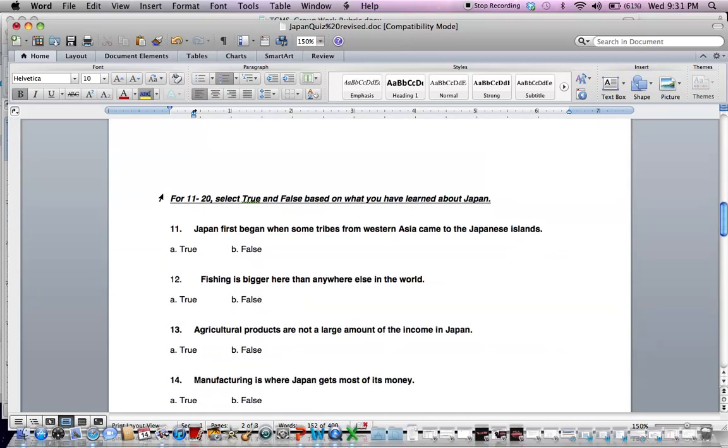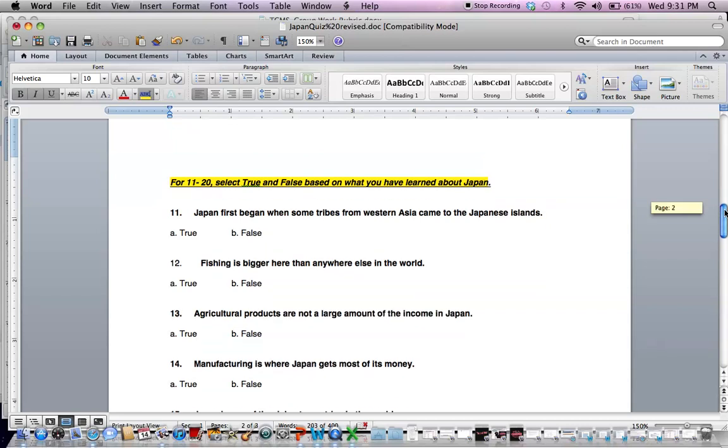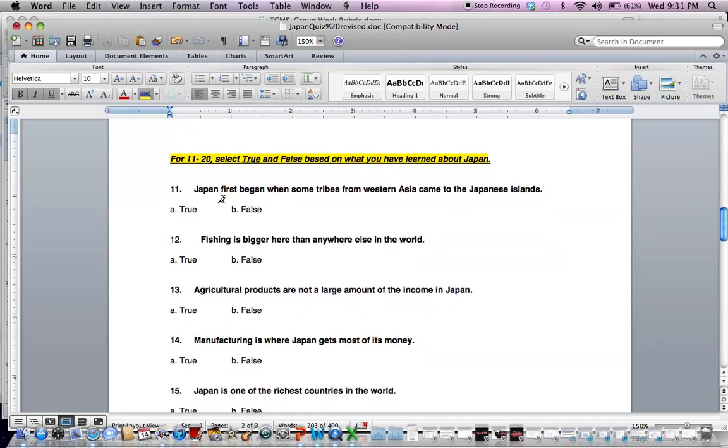Number 11 through 20 are true and false. Okay? These are true, false. Number 11. Japan first began when some tribes from Western Asia came to the Japanese islands. Is that true or false?